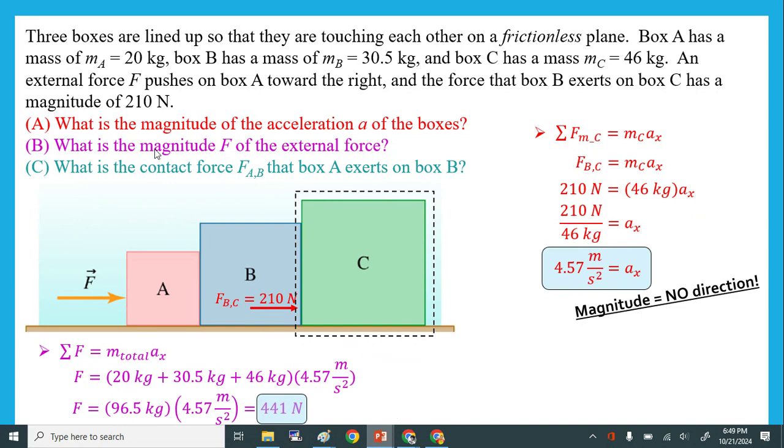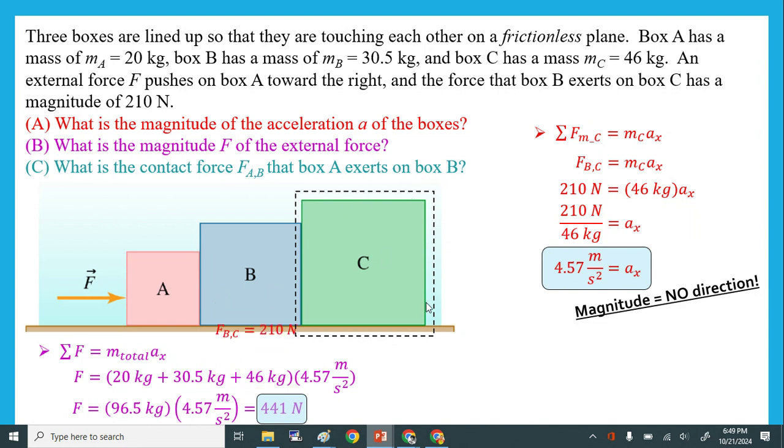Once again, in part B, it says the word magnitude, so I don't need any direction here. But we know that's pointing to the right. So if you didn't use the word magnitude, you would just say plus 441 newtons, okay? Let's go ahead and crack out part C. Part C wants us to find the contact force that is exerted by box A onto box B.